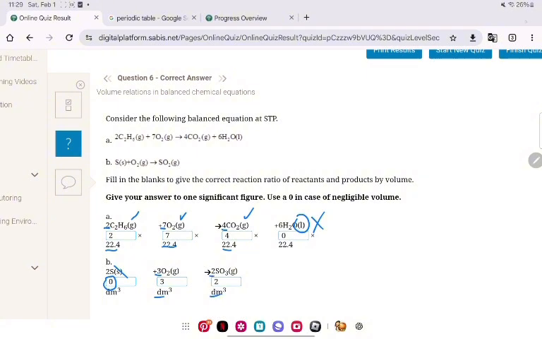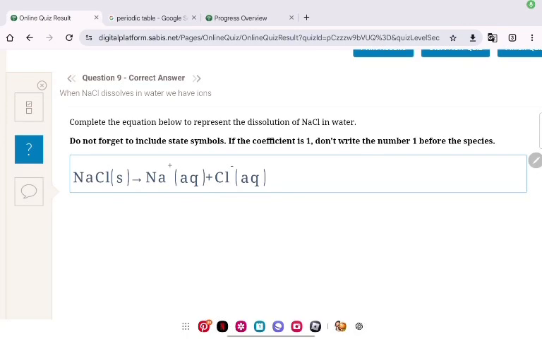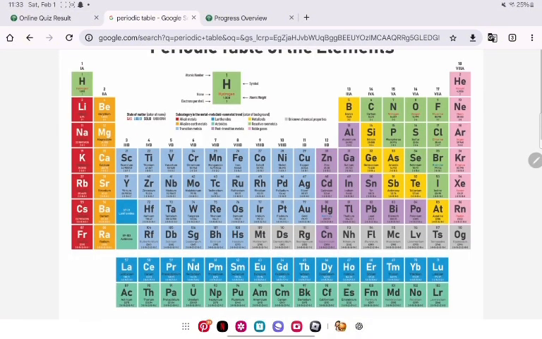And that's it. Okay, for this question, you're probably going to think we have to balance, but that's not the case. So this is new material. Basically you have to split NaCl. So it's going to be Na plus Cl. We all know that. But now we have to go on the periodic table and find Na and Cl. Na is here and Cl is here.